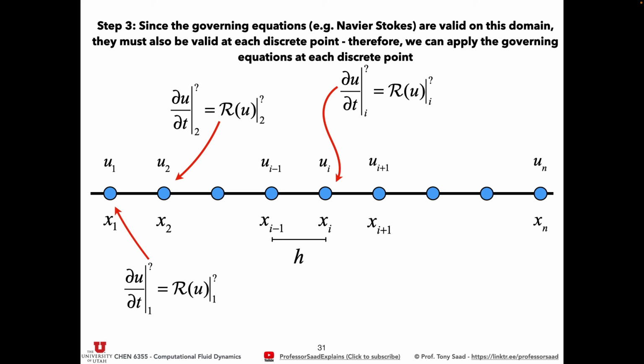Now notice I put a subscript and a superscript. The subscript designates the location in space, and the superscript designates the location in time. We haven't spoken about time yet, and I'm not going to speak about it for a minute, so I put a question mark. I don't know what location in time this derivative is. But at least I know this equation is continuously valid at each one of those points. So all I'm going to do is take it and apply it over there.